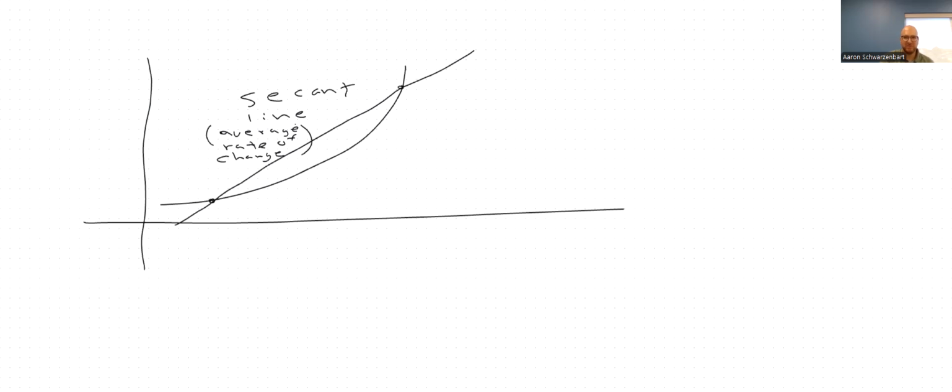Its formula looks like this: f of b minus f of a over b minus a. You should have seen that at some point in pre-calc, and hopefully you know by this point it is the glorified slope formula. I don't know why I made an equal sign there. There we go.